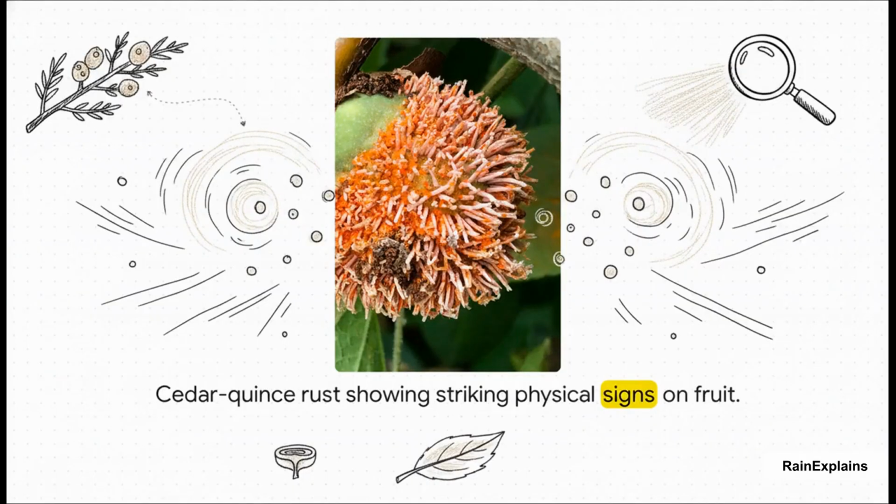Okay, let's pivot for a second and examine signs. Now, this is where things get a little bit gross, but undeniably fascinating. Remember, signs are the physical pieces of evidence the pathogen literally leaves behind. Take a look at the fruit shown here. That bright orange, totally alien-looking stuff bursting right out of it, that is a sign. It's the actual reproductive structure of the cedar quince rust fungus. It's sitting there producing millions of spores right on the surface, just waiting to be carried off by the wind.